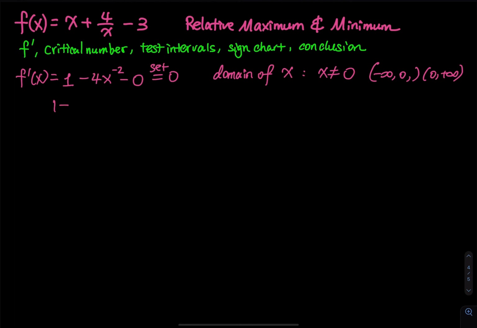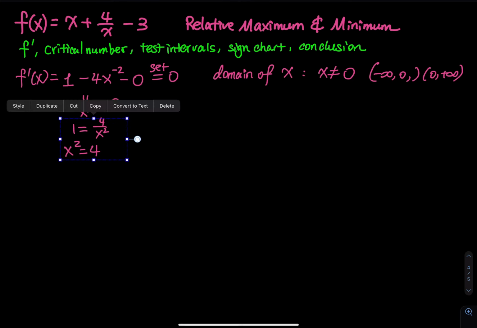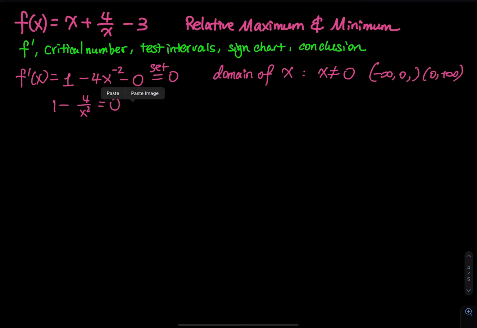So we have 1 minus 4 divided by x squared equals 0. And then we push the 4 divided by x squared to the other side. I'm trying to save some space in here, so allow me to rewrite this. We have 1 equals 4 divided by x squared, and then we multiply x squared on both sides, so we have x squared equals 4. And then once you take the square root, don't forget that this is x equals plus or minus the square root of 4.